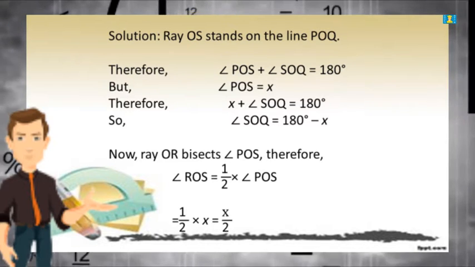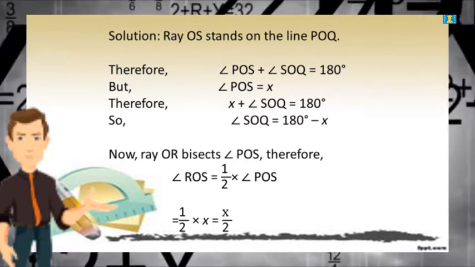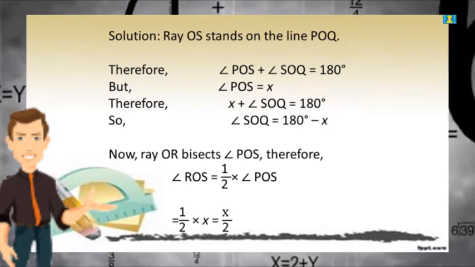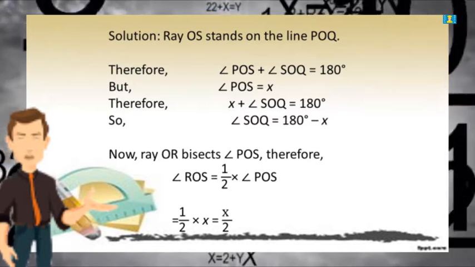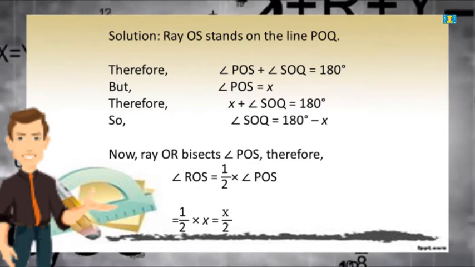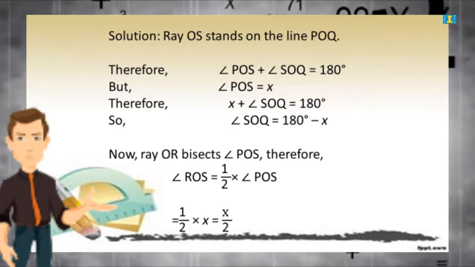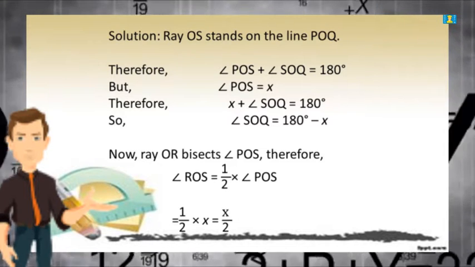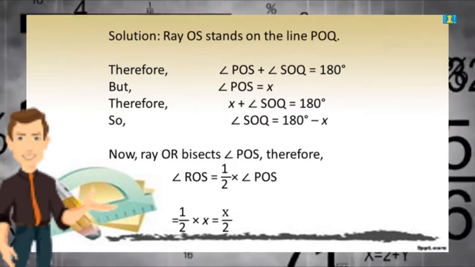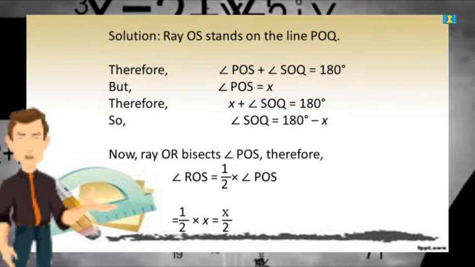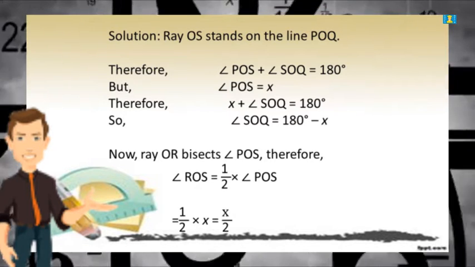Ray OS stands on the line POQ. Therefore, angle POS plus angle SOQ is equal to 180 degree. But angle POS is equal to x. Therefore, x plus angle SOQ is equal to 180 degree. So, angle SOQ is equal to 180 degree minus x. Now, ray OR bisects angle POS.